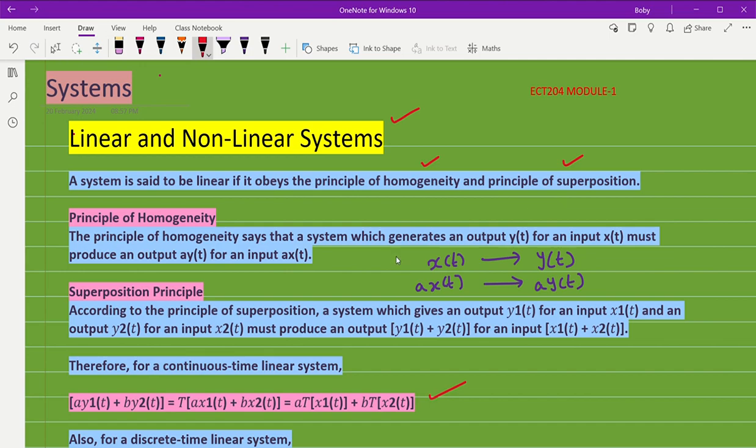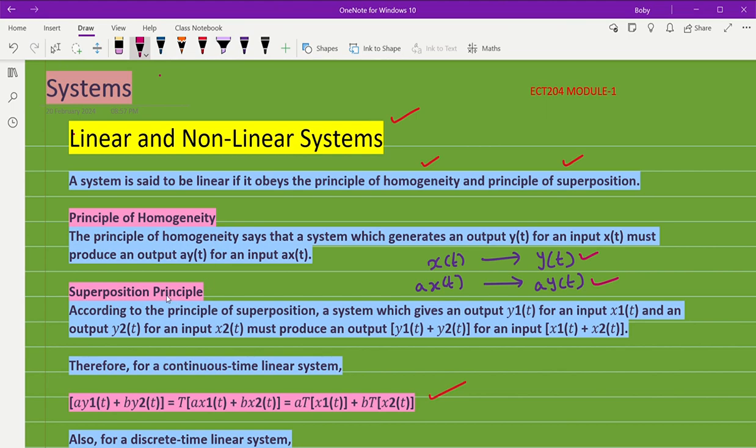അതായത് നമുക്കൊരു ഇൻപുട്ട് ഉണ്ട്. ആ ഇൻപുട്ട് എന്നുള്ളത് x of t ആണ്. So when we give the input to the system, നമുക്ക് കിട്ടുന്ന ഔട്ട്പുട്ട് y of t ആണ്. അങ്ങനെയാണെങ്കിൽ a x of t, a times x of t, a എന്ന് പറയുമ്പോൾ കോൺസ്റ്റന്റ് ആണ്, that's multiplied with x of t. a x of t നമ്മൾ ഇൻപുട്ട് ആയിട്ട് കൊടുത്തു കഴിഞ്ഞാൽ we should get an output as a y of t. This is the homogeneity principle.